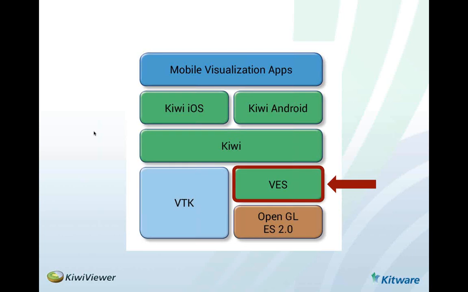The next library is VES. This is a very lightweight library with no dependencies. So the VES library does not actually use VTK directly. VES is a standalone rendering engine built on top of the OpenGL ES 2.0 API, although there is a version of it which is able to support the prior version, OpenGL ES 1.0.